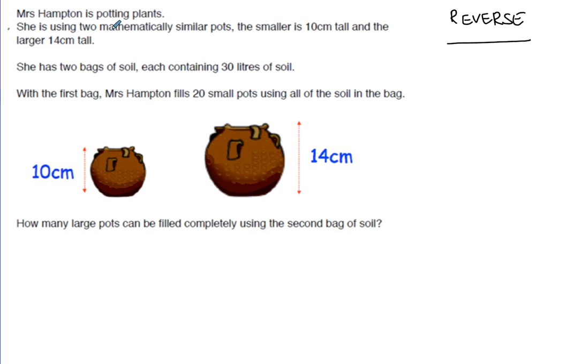Okay, Mrs. Hampton is potting plants. She's using two mathematically similar pots. The smaller is 10 centimeters tall and the larger one's 14. So the first thing I do is just find my scale factor of the length, which is 14 divided by 10, which is 1.4. Okay, so I just know I'm one step ahead.